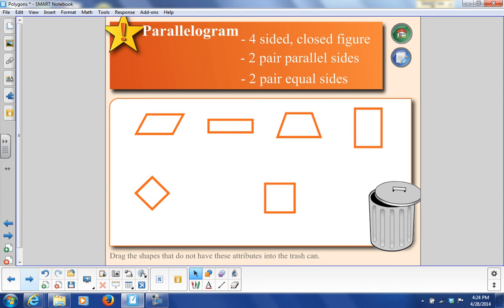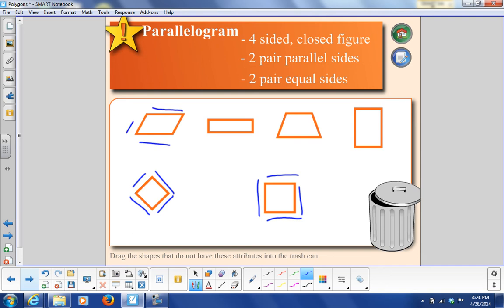Okay. And two equal sides. So, the top right here is equal to the top on the bottom. And they're also parallel. Same thing on this side. So, that makes it a parallelogram. What about this diamond? Okay, we've got equal sides here and equal sides here. This should be a parallelogram. Same thing with the square. Okay, even though it's a quadrilateral, it can also be a parallelogram.